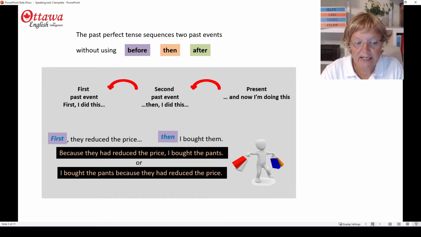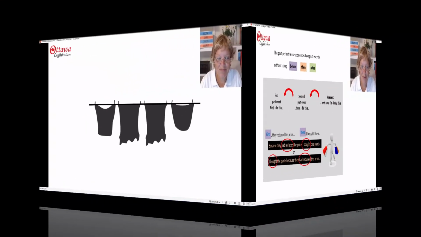So I can say that because they had reduced the price, I bought the pants. So they reduced the price first, and then I bought the pants yesterday. You can also write or say that sentence the other way around, where you bought the pants yesterday because they had reduced them before yesterday. That past perfect tense is going to be very important if you're aiming for those higher scores.